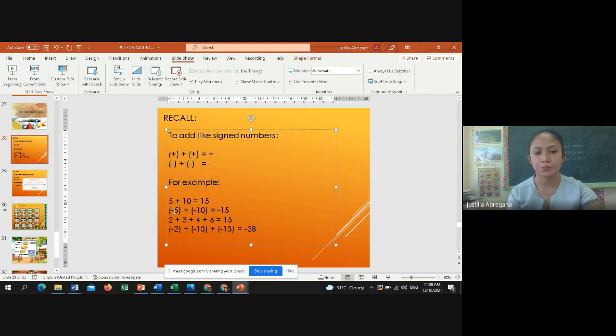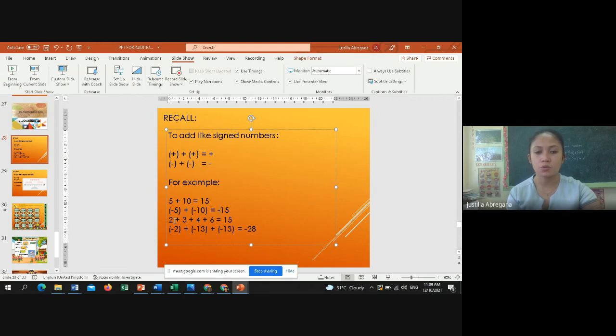Number 2. Negative 5 plus negative 10 is equal to negative 15. Why? Because the sign of negative 5 is negative and the sign of negative 10 is negative. So negative plus negative, same signs. So we have to put the sign negative here and add 5 plus 10 is equal to 15.